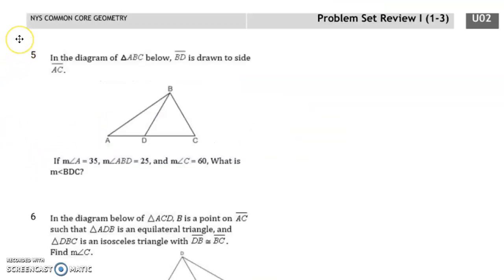Moving on to the next page in the problem set for lesson 1, pause the video, try these questions, and then come back to see if you got them right.